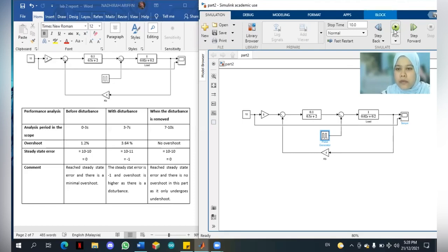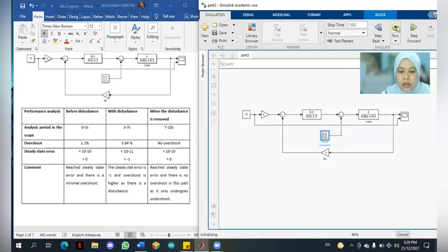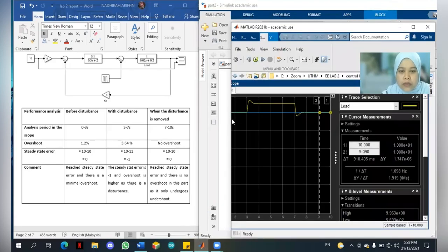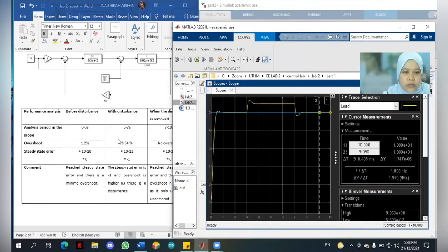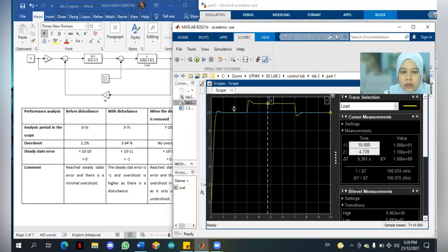For the output, we click run, and this is the output for the block diagram. For the analysis period in the scope, before disturbance is from 0 to 3 seconds. Here we get 1.2% for the overshoot value, and it reached steady state, with a minimum overshoot, which is this.